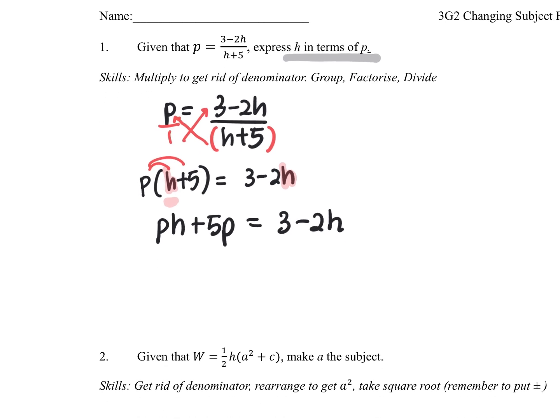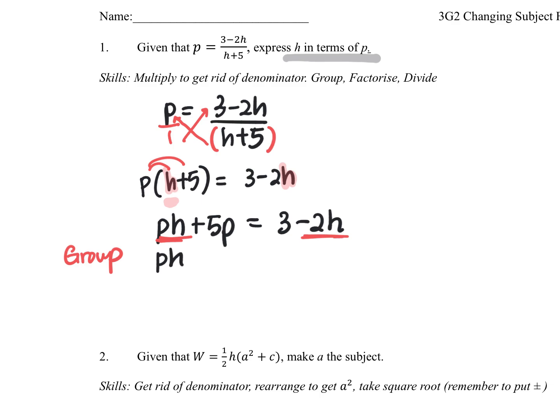Okay, then after this step, what do we have? We have our h terms on their own, ph and negative 2h. So what we can do is we try to group them together. So we do our 3 steps: group, factorize, and then we divide away. So our first step, we'll group them together. And this one I have ph over here.